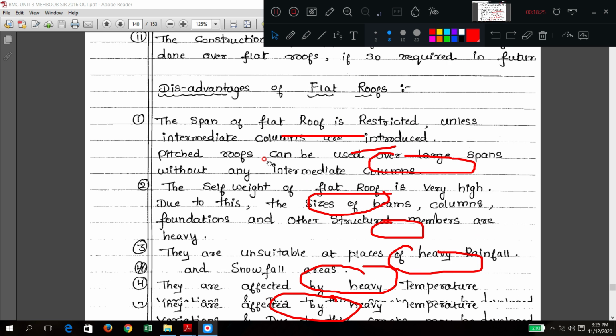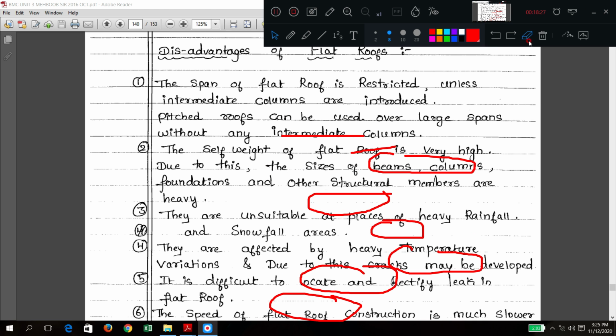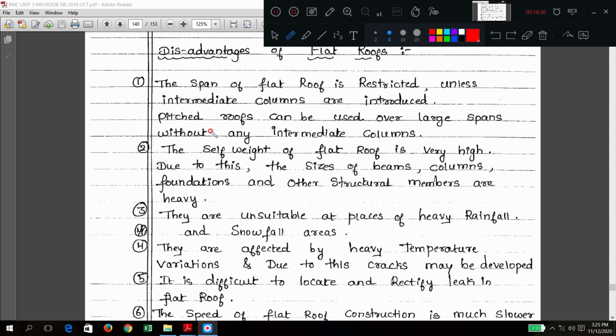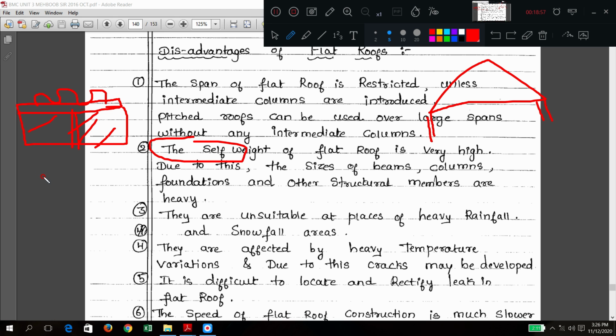Can you give any one disadvantage? Now only you can give. Here span is limited. Span means distance between the supports, that is very limited. But in the truss, maybe we can go for any type of span. Here as the span increases you require intermediate columns, but for truss or sloping roofs you don't require. Another disadvantage is that self weight is very high here. Self weight, because these are very solid sections.